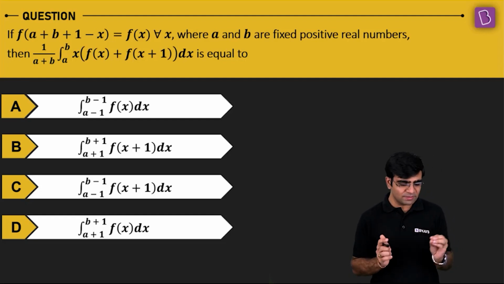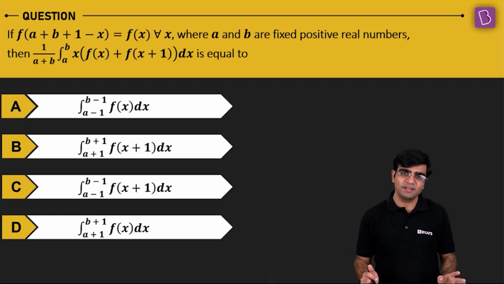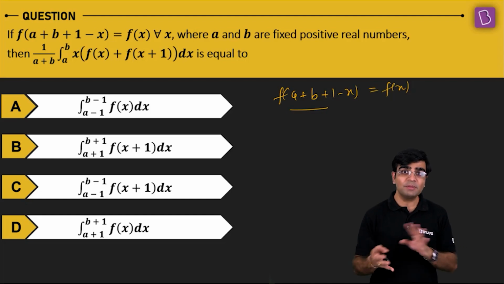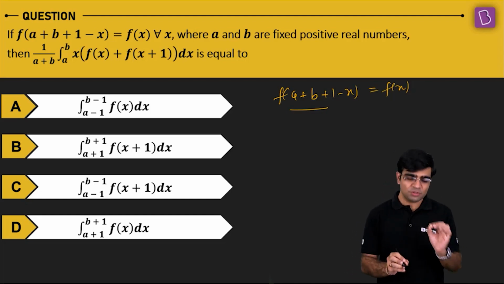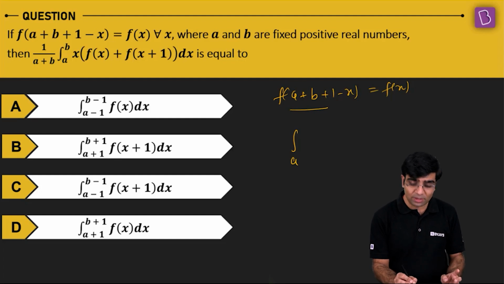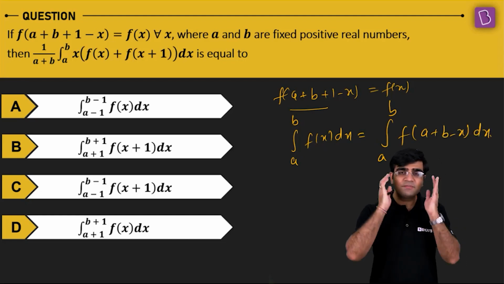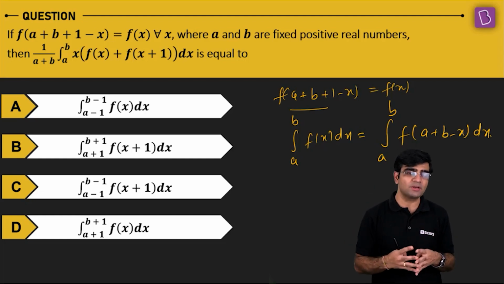Now, whenever we come across such questions, clearly it's a question of definite integration. And if you have the limits as a to b, and you see that the first relation also involves something like f of a plus b plus 1 minus x is equal to f of x, which implies that we are dealing with a plus b minus x also, then the first thing which should come to your mind is this property that integral a to b f of x dx is always equal to integral a to b f of a plus b minus x dx. This is the first impression, right?